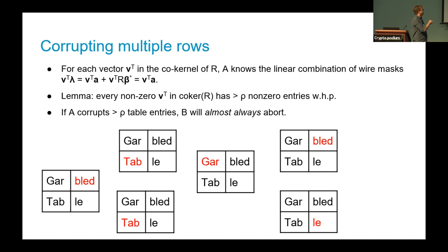But if A corrupts row table entries, then there is a 1 minus 2 to the negative row probability that you abort. So B is going to always abort, so you still don't get any information. And so either A corrupts a few table entries and it still looks independent, or A corrupts a lot of table entries and you just always abort, and so you still get no information.